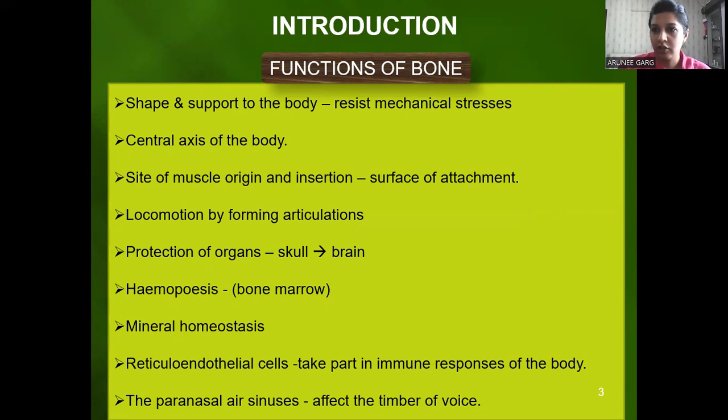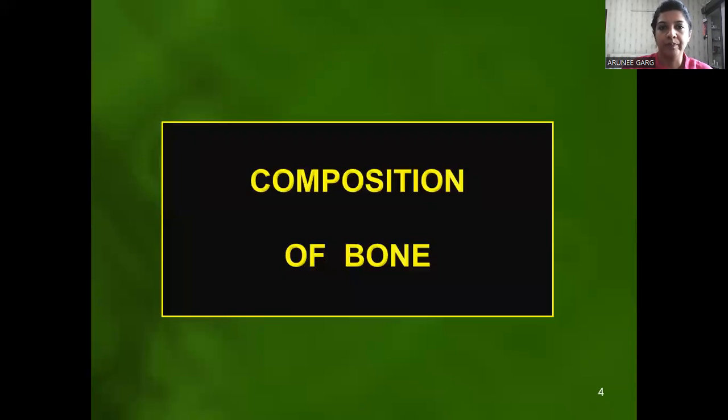Locomotion by forming articulations, that are the joints, which help in movement in our body. Protection of organs like the skull. The brain is enclosed in the skull and thus it helps in protecting the brain. Hemopoiesis, that which takes place in the bone marrow. Mineral homeostasis. Reticuloendothelial cells, which take part in the immune responses of the body. And the paranasal air sinuses, which affect the timbre of the voice.